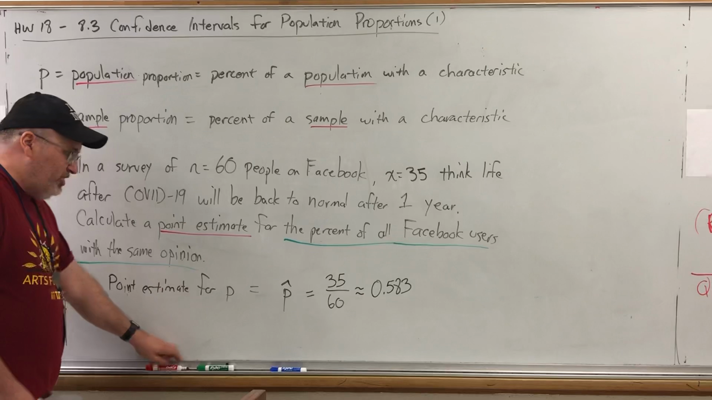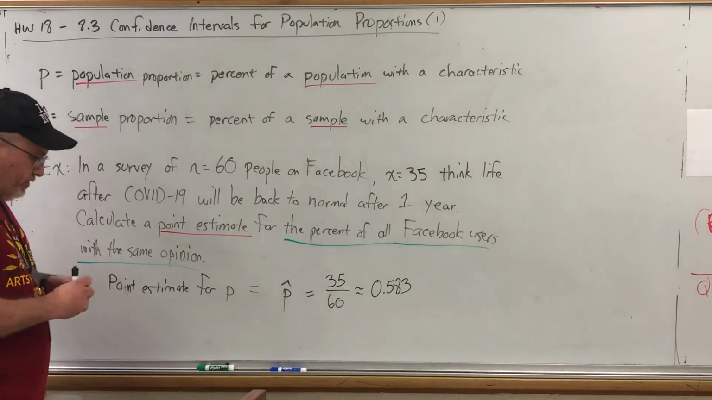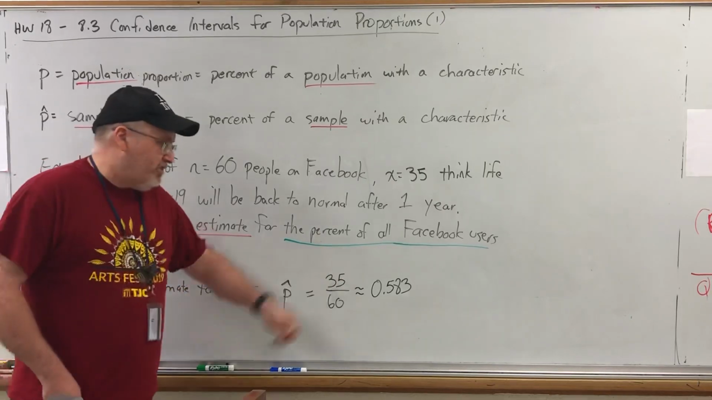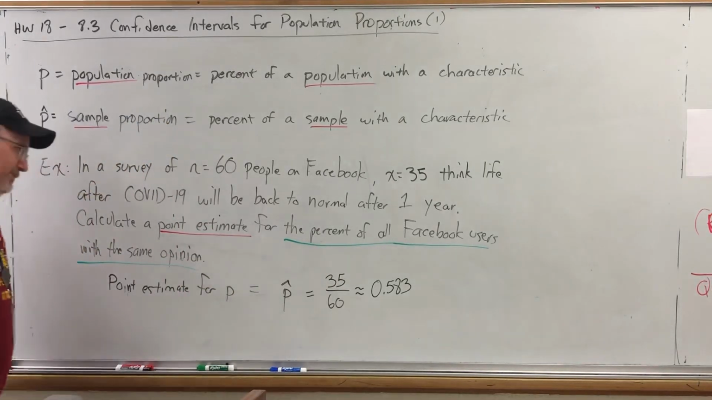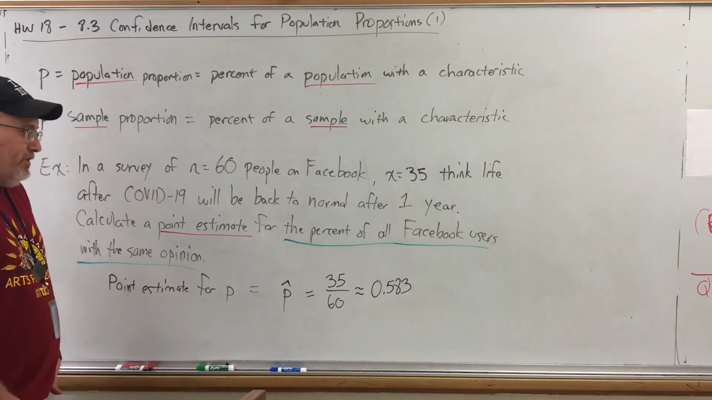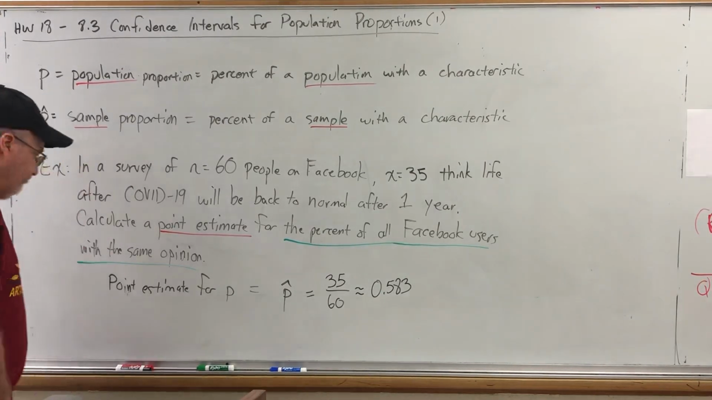Calculating a point estimate is easy, especially when it's a proportion. You just ask what percent of the sample does something. So set up your fraction, divide it, and turn it into a decimal. In the homework, type the decimal, but when you're answering the question verbally, you should actually say a percent.